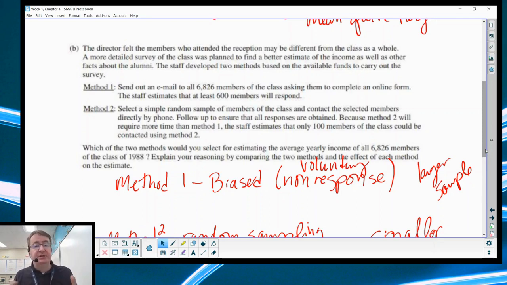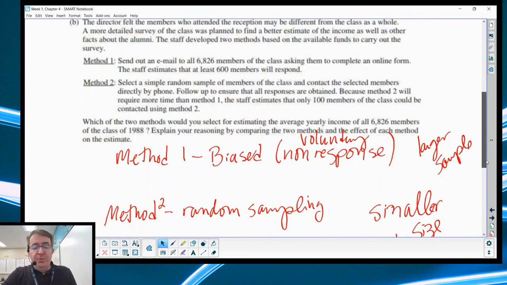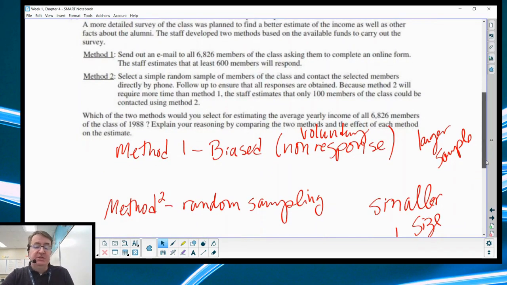The larger the sample size, the less variation, et cetera. For method two, people were saying it's really nice because it's random sampling. But obviously a downside is that it's a smaller size. So the question is, which one would you pick? The class ultimately picked correctly that method two would be better, because while the sample size is smaller, the random sampling is going to cut out a lot of bias.